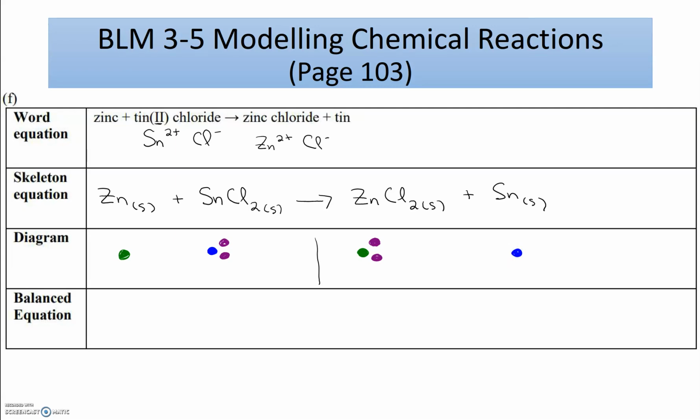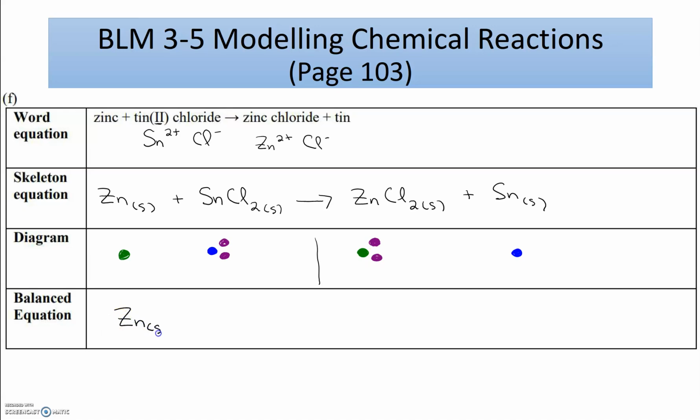So before I write my balanced equation, I'm going to double check my colors, to see do I actually have it balanced. So I've got 1 zinc on my reactant side, 1 zinc on my product side. I've got 1 tin, blue tin on my reactant side, 1 tin on my product side. So tin is balanced. My chlorine, I've got 2 chlorines on my reactant side, I've got 2 on my product side. So in this particular case, my skeleton equation also happens to be the balanced chemical equation.